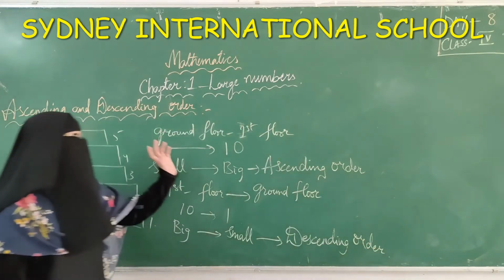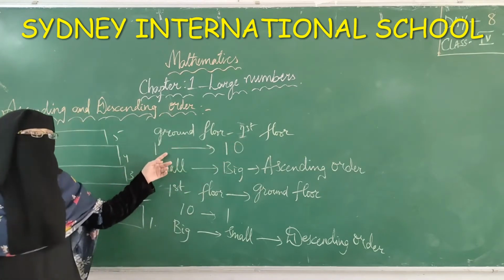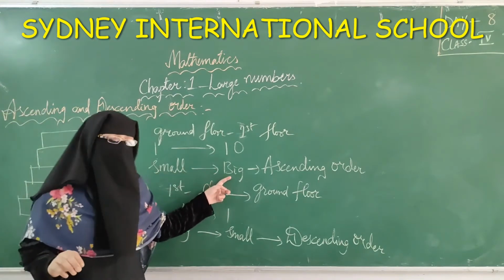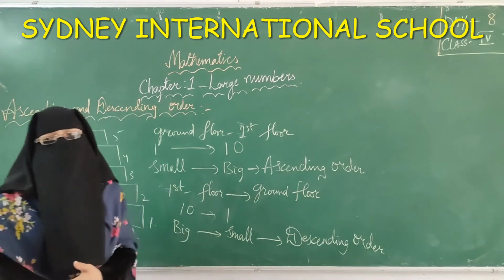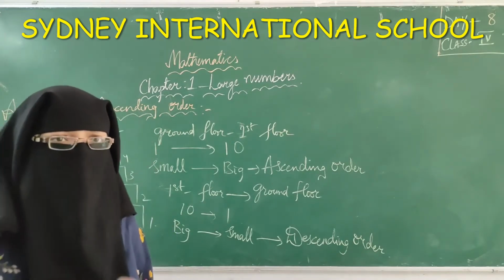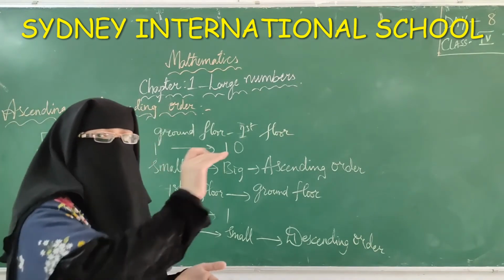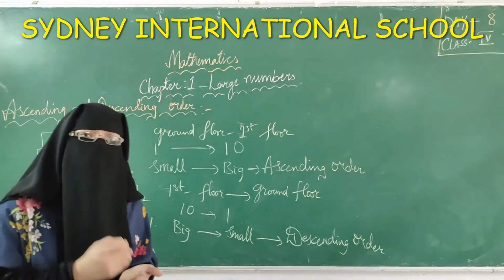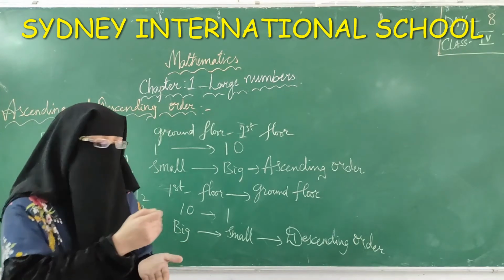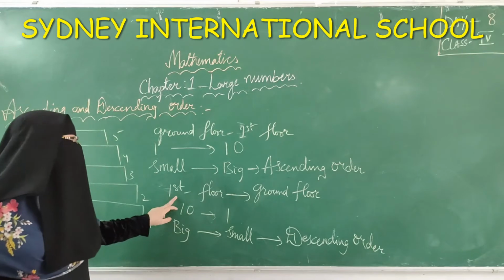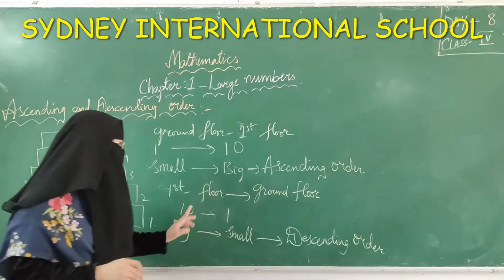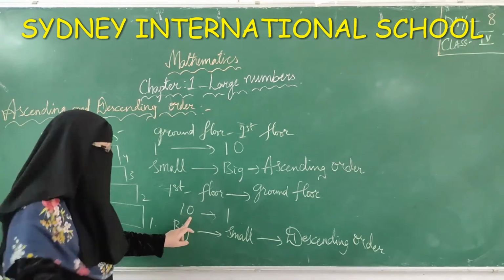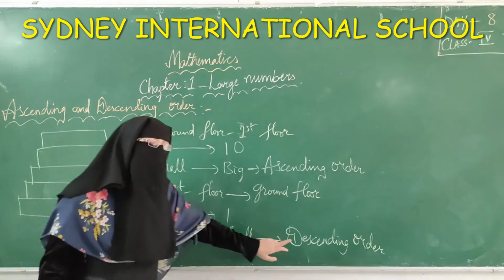Understood? When we are coming from ground floor to first floor, we will climb up the stairs 1 up to 10. That is, we will go from small to big in ascending order. We climb up the stairs in ascending order 1, 2, 3, 4, 5, 6, 7, 8, 9, 10. That is small to big, ascending order. Okay, if you are going again from first floor to ground floor, we have to climb down the stairs 10, 9, 8, 7, 6, 4, 3, 2, 1. That is, we are going from big to small, which is descending order.